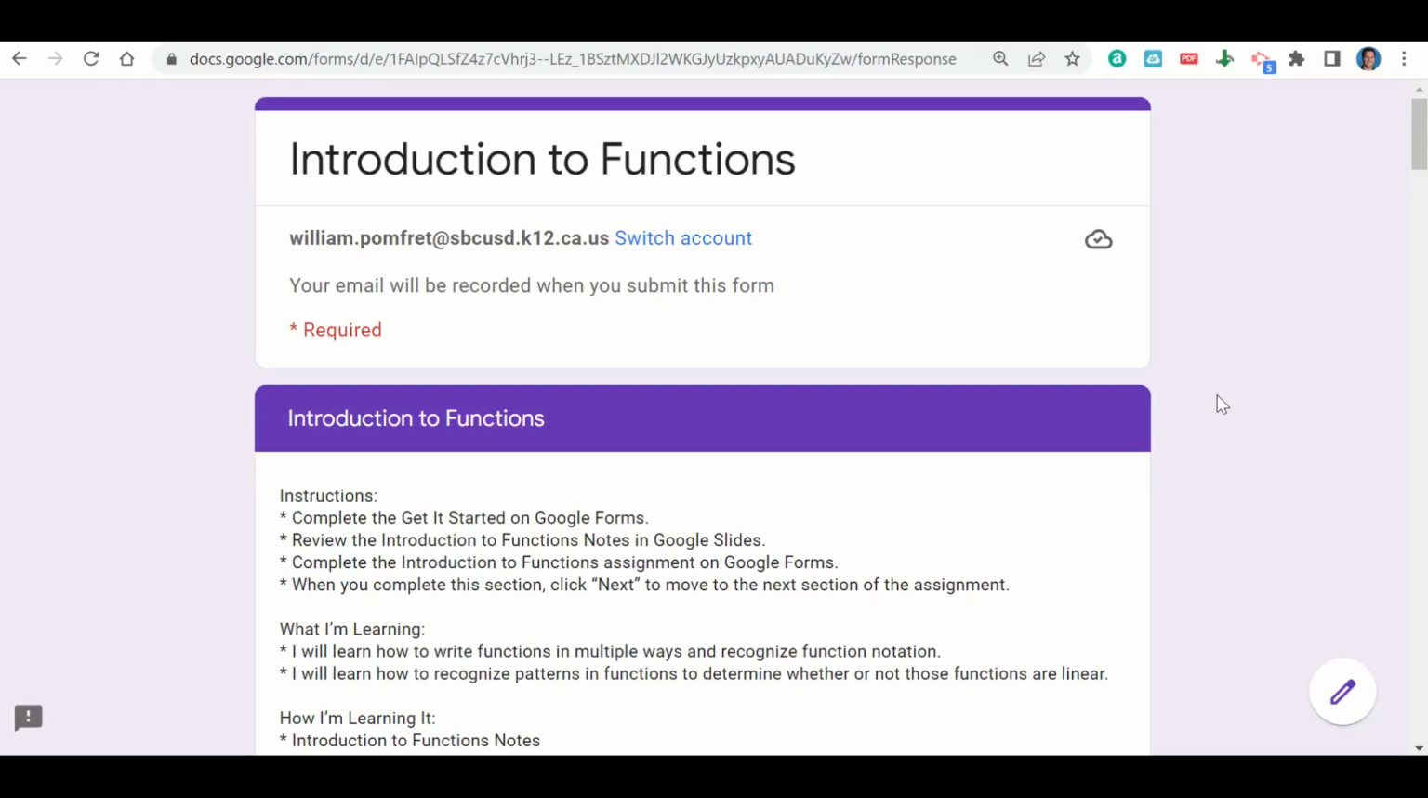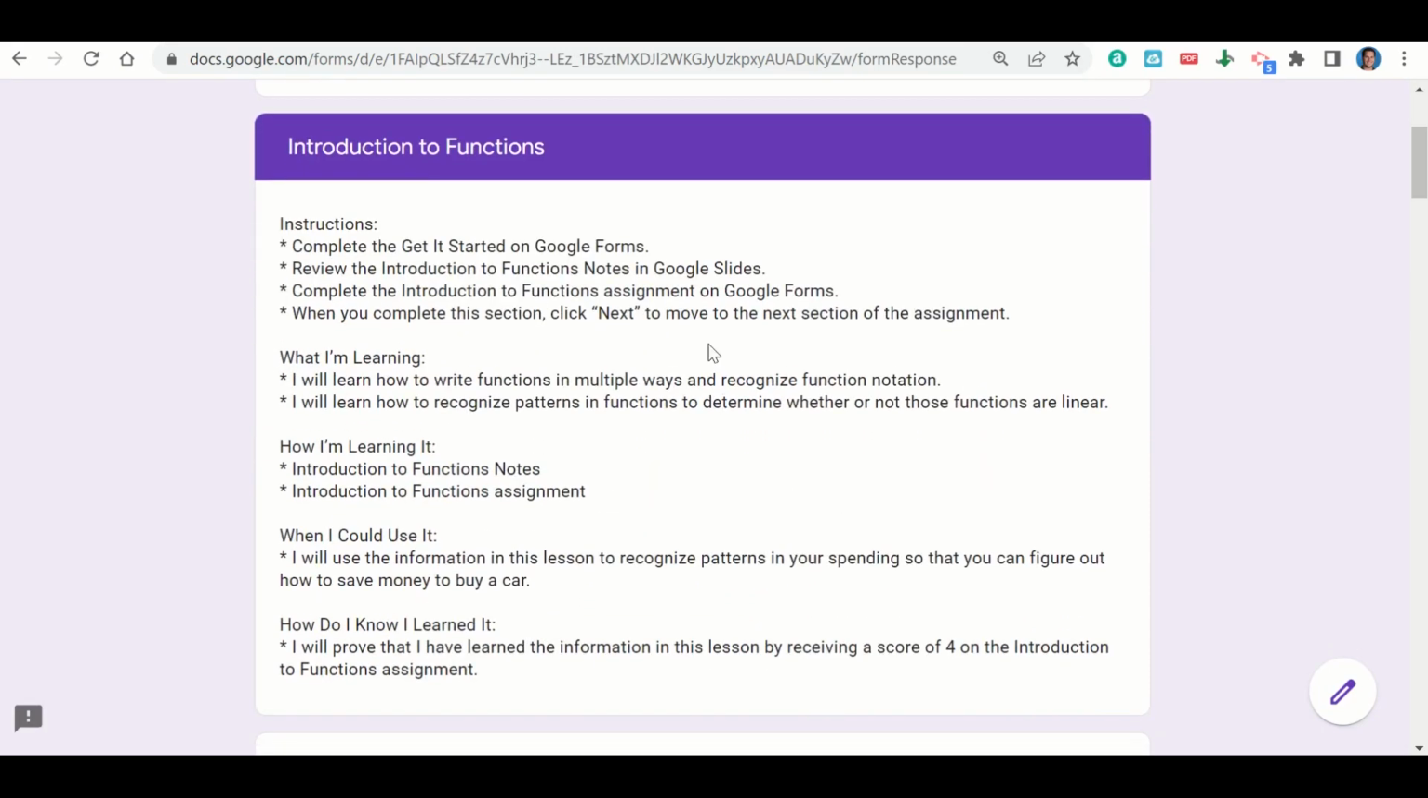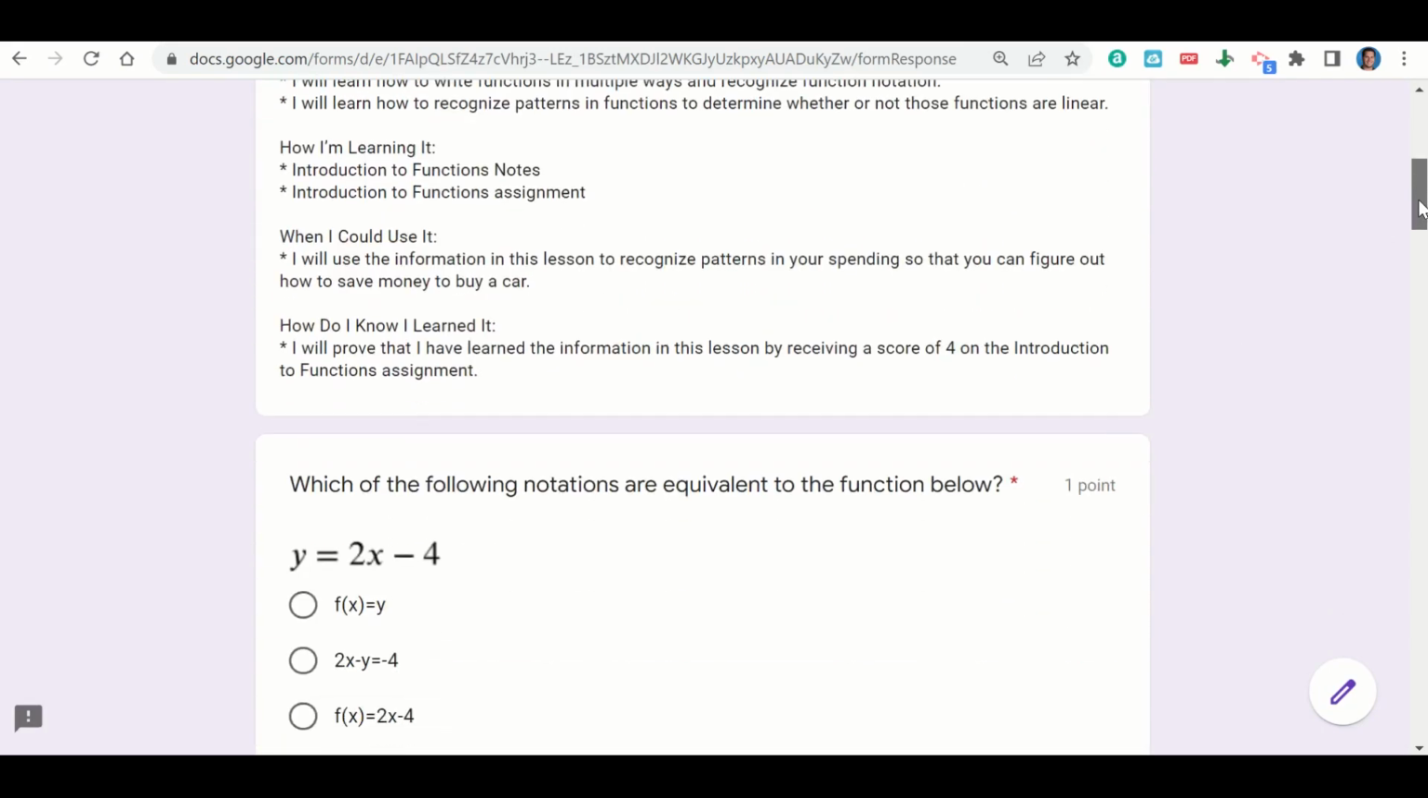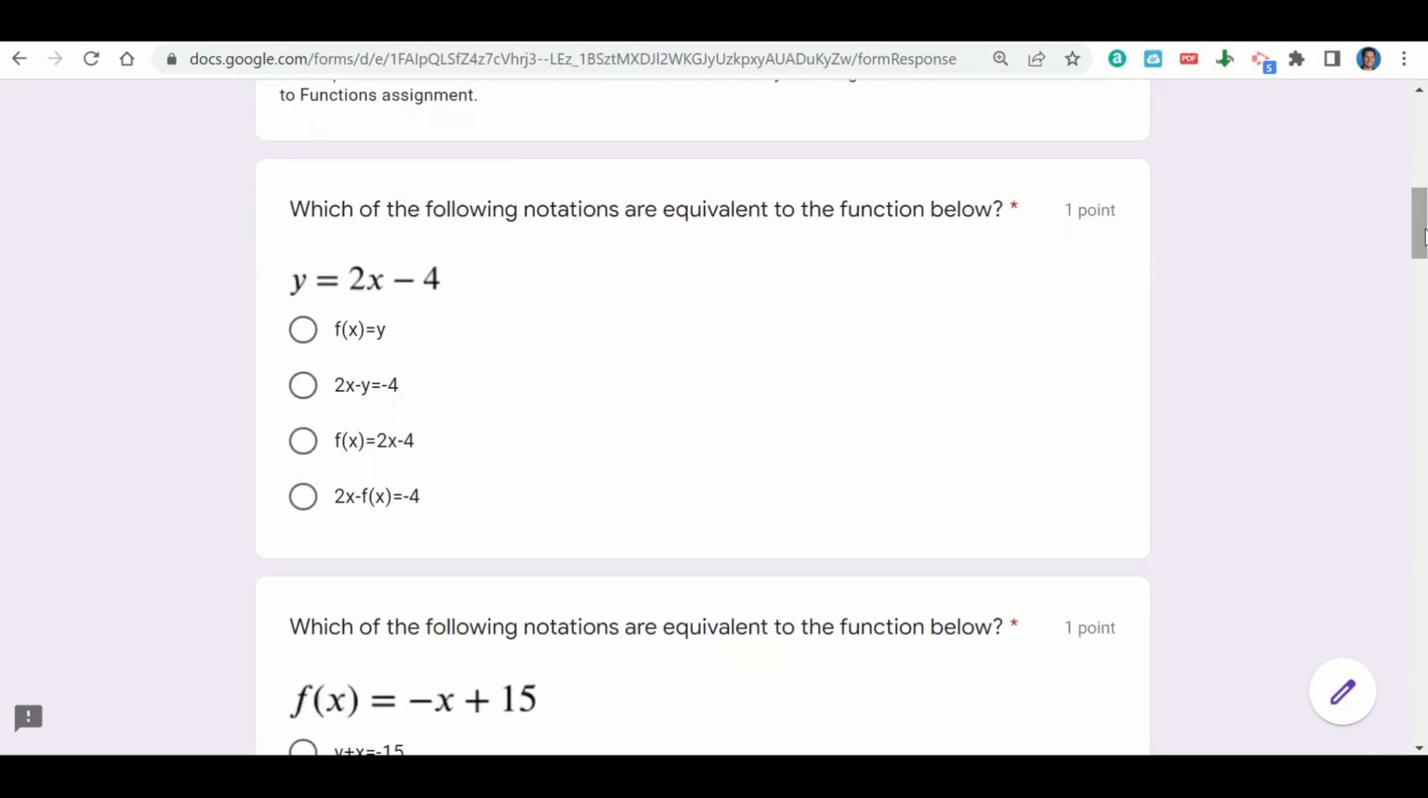Let's take a look now at the Introduction to Functions assignment. If you look at the assignment, at the top of the page, we have our learning goals and success criteria here. If you continue to scroll down, it asks the questions on functions. So the first question says, which of the following notations are equivalent to the function below? So we have y equals 2x minus 4. Well, what we should notice from our notes is that y and f of x mean exactly the same thing. So we don't change anything, we just change y to be f of x. So it should say f of x equals 2x minus 4. Well, this one says f of x equals 2x minus 4, so we'll go ahead and mark that as our answer.